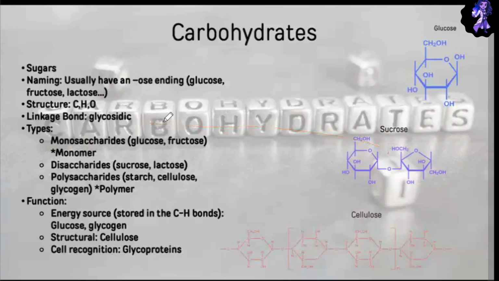A glycosidic bond is associated with a carbohydrate, oftentimes in the disaccharide form or in the polysaccharide form, which is a chain of carbs. Having a long chain, or a polymer, with poly meaning many, a polysaccharide is going to be your polymer that has a lot of glycosidic bonds.